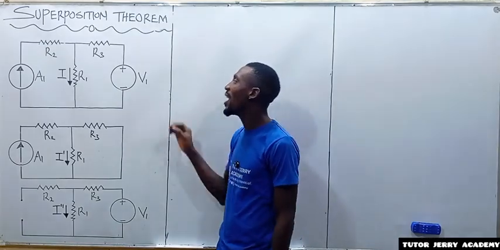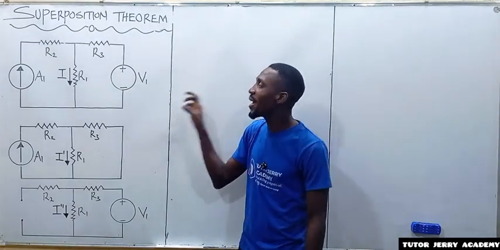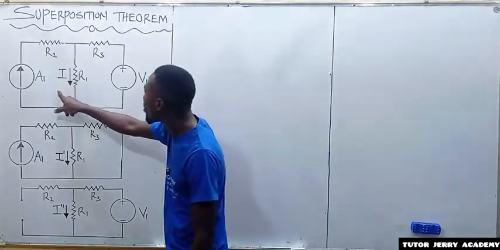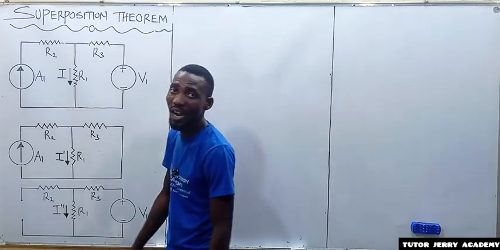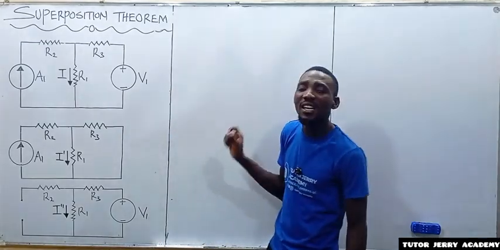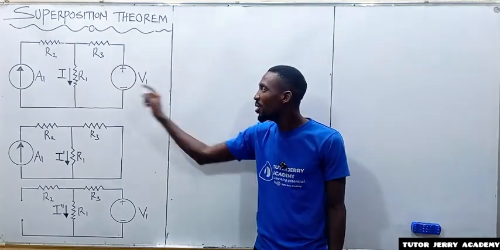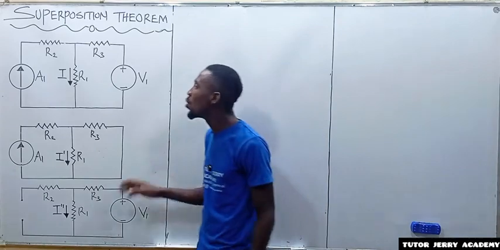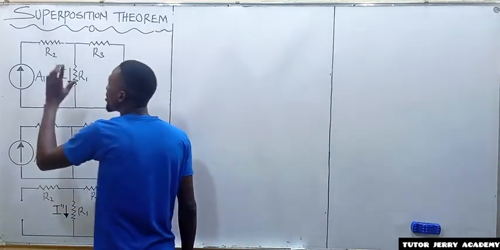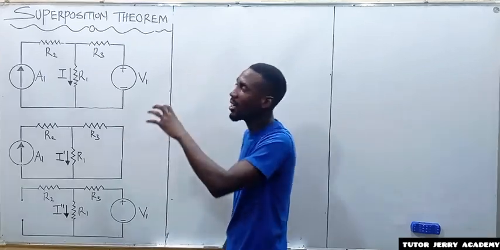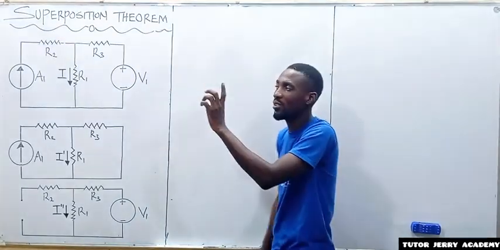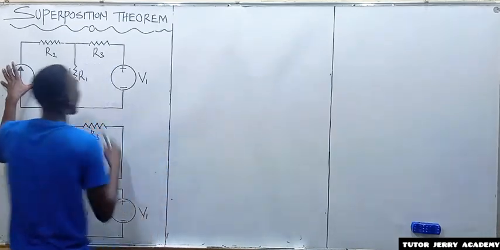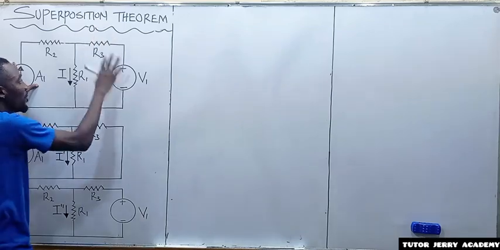Let's assume that we are asked to find the value of current across this resistor R1. Superposition theorem is telling us that if we want to find the current across this R1, we are going to deal with one source first and turn off the second source. So if we consider this current source first, we are going to turn off this voltage source.